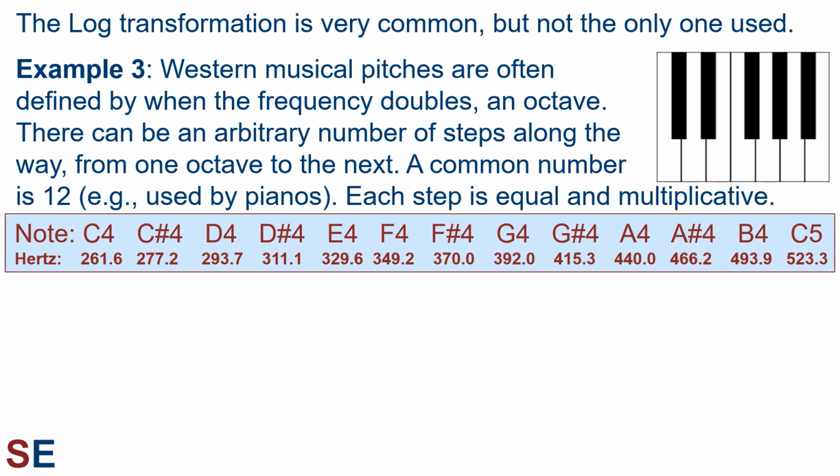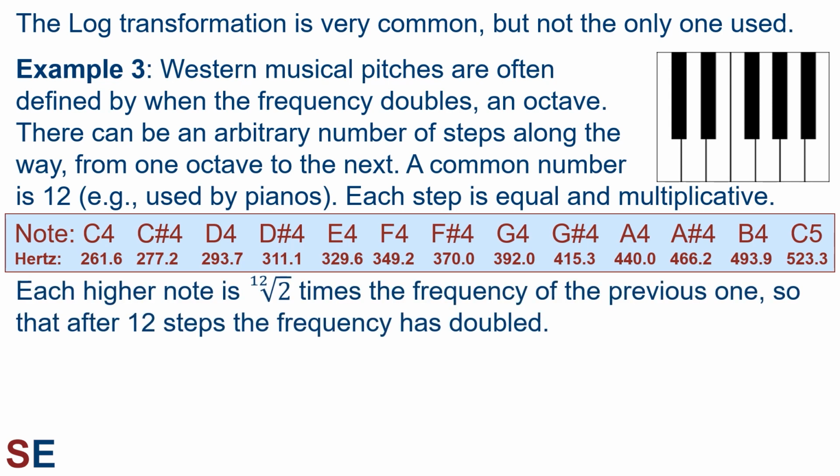The box shows the actual frequency in hertz for middle C, and each higher note up to the next note called C. Trying to talk about the actual frequencies would be super complicated, so musicians use this letter system instead. Because these steps are equal and multiplicative, each higher note is the 12th root of 2 times the frequency of the previous one, so that after 12 steps, the frequency is doubled. Obviously, nobody wants to think about either 261.6 Hz for middle C or the 12th root of 2 when talking about music, so these values were transformed into this letter metric, which is much easier to use.